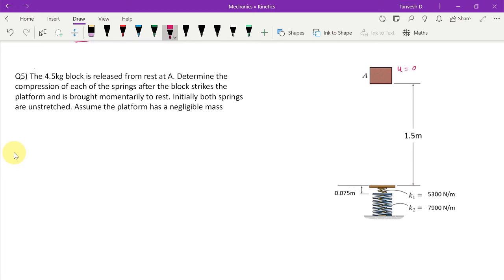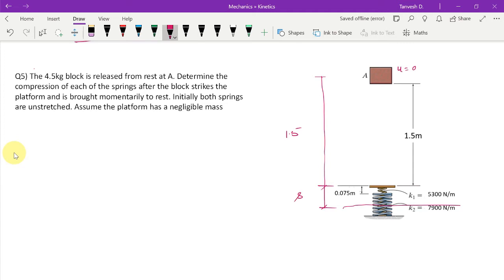Okay. So there are two springs here, K1 and K2, as you can see, with their stiffness K1, K2, and there is a distance of 0.075 meters between the first and the second spring. This block is going to fall down, and let us say it falls this much distance, somewhere till here. Now this much distance I know it is 1.5. Let us say this total distance is S.